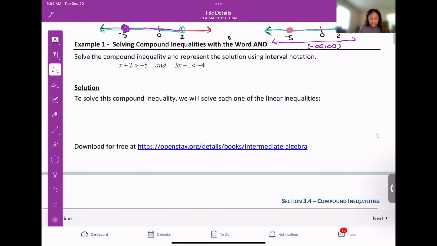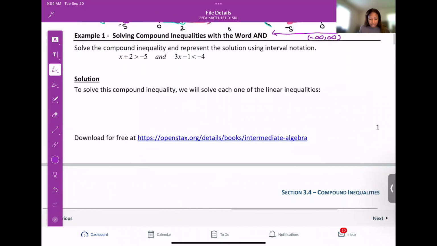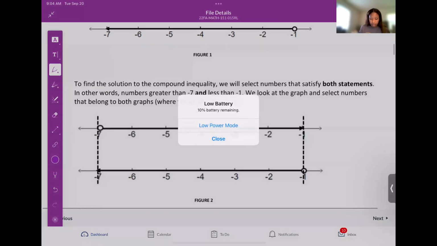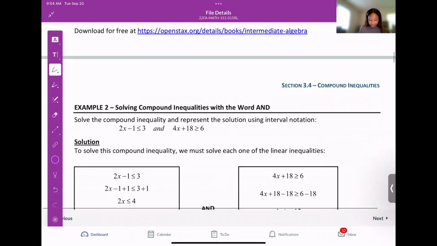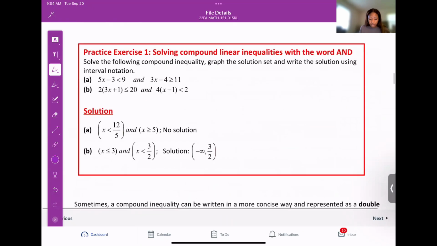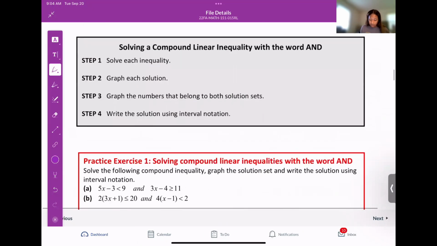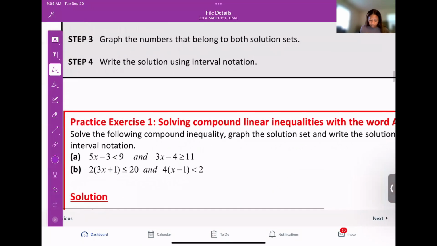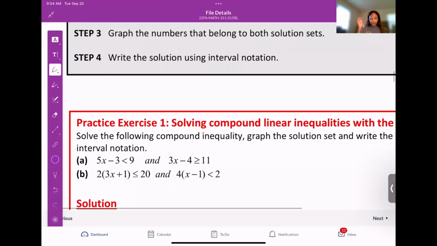All right, let's jump into some examples where we see problems like this. All of these are already done for us, so I want to jump to the practice ones. All right, here are two practice problems. Solve the following inequality, graph the solution, and write the solution set in interval notation.